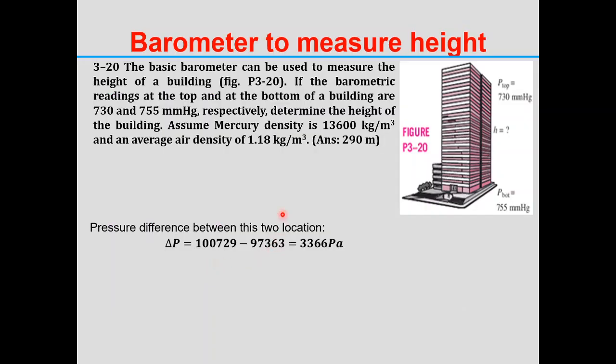Other than measuring the atmospheric pressure at a place, a barometer can also be used to measure height. Let's continue to this second example. The basic barometer can be used to measure the height of a building. If the barometric readings at the top and at the bottom of the building are 730 and 755 mm Hg, respectively, determine the height of the building. Assume mercury density is 13,600 kg per meter cube and an average air density is 1.18 kg per meter cube.